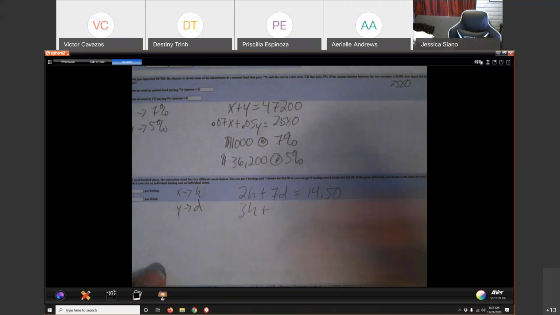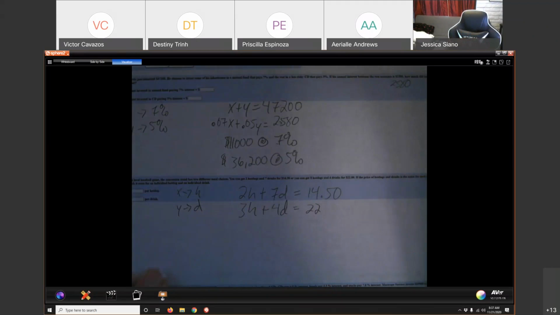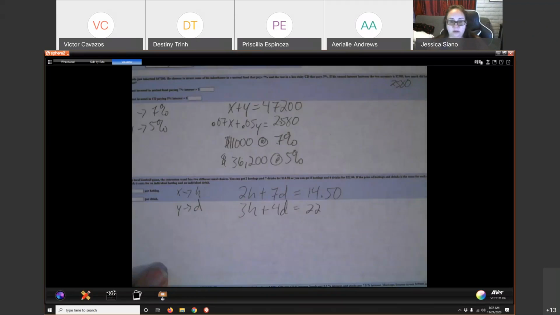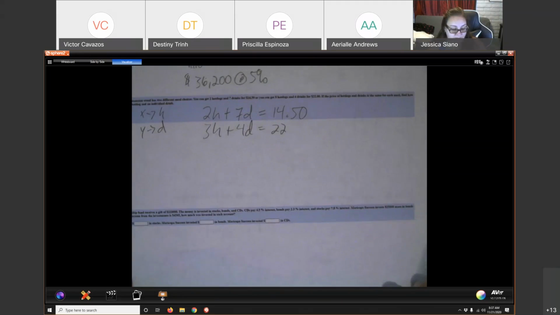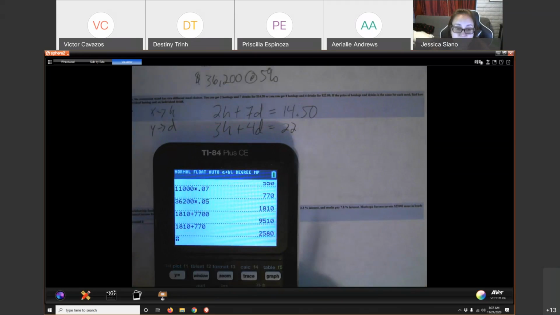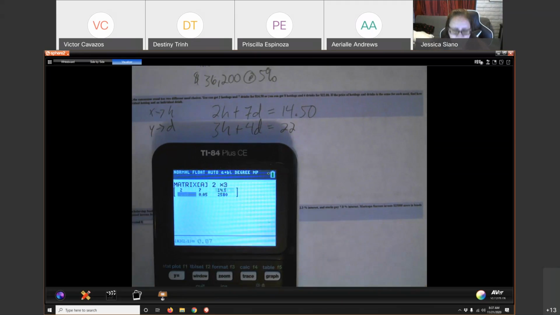3 hot dogs and 4 drinks for $22. Right? 2 hot dogs and 7 drinks, $14.50. 3 hot dogs and 4 drinks, $22. I mean, really, this wouldn't be incredibly difficult to solve by hand. I just don't want to do it. It's early, and I'm tired. If you want to do these by hand when you're doing your homework, you absolutely have my permission to.